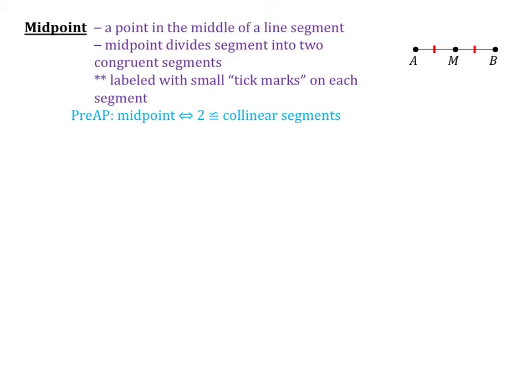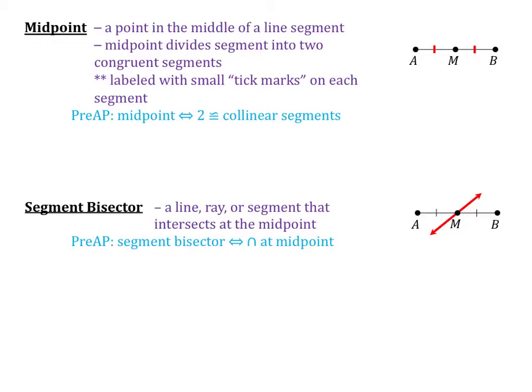Now we have a midpoint. A midpoint is exactly what it sounds like, a point in the middle of a line segment. So the midpoint divides the segment into two congruent segments. It is very important that you notice these two little tick marks between AM and MB. I made them red so they're really obvious. Those are how we mark congruency to show that AM and MB are the same length.